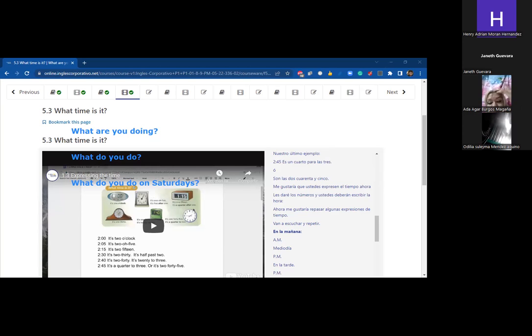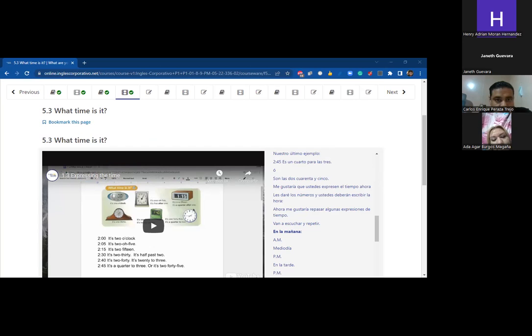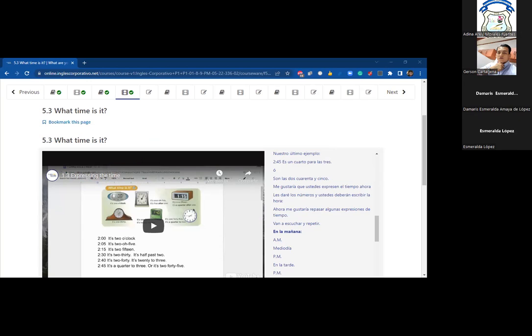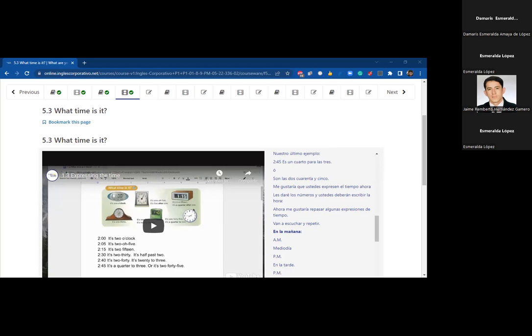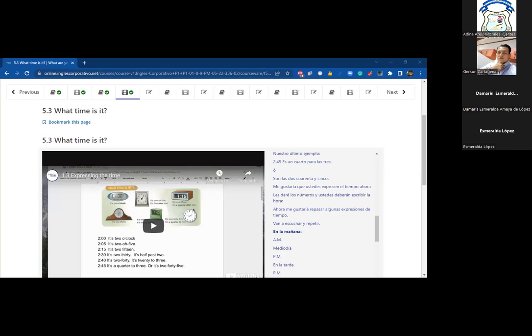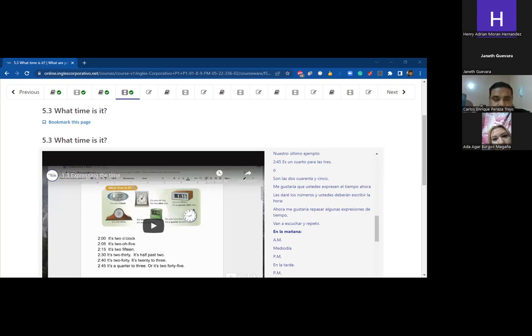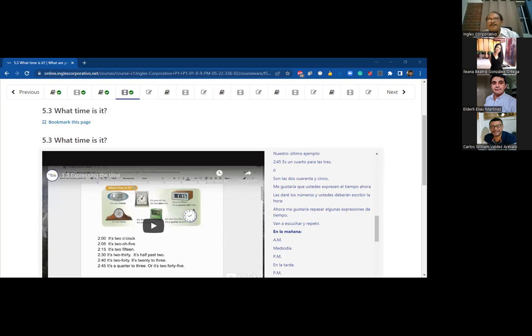El what are you doing es para qué estás haciendo ahorita, ¿verdad? En este momento. El what do you do sería como para profesión, para preguntar a qué se dedica. O no sé si también significa qué haces. Ajá, yes. En español sería como dos sinónimos. Y el último sería para qué hacen en un día específico, ¿verdad? Correcto. Esa es la diferencia de las tres. Mejor no lo podría haber dicho yo.